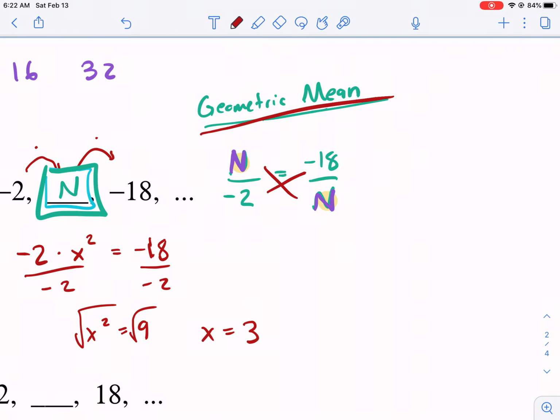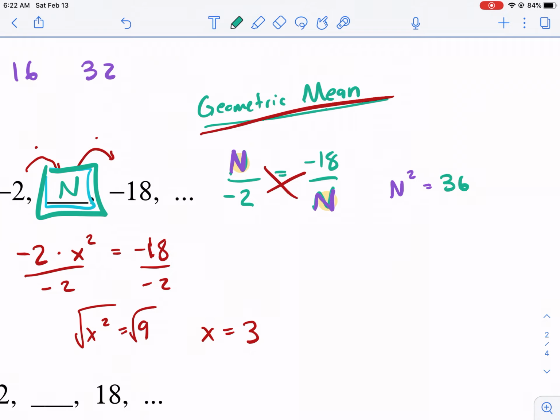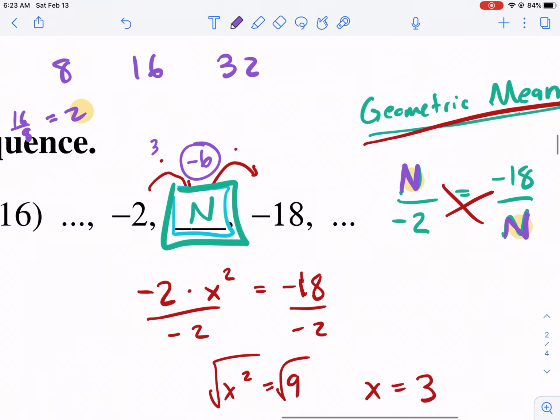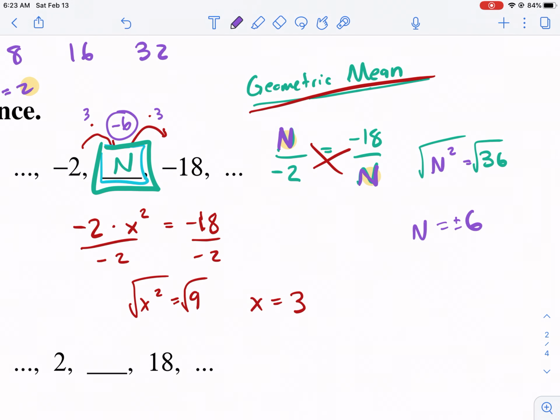Now we cross multiply, what do we get? We get n times n, which is n squared, equals positive 36, right? Negative 2 times negative 18, positive 36. We take the square root, and we get n equals, what is that? Positive 6. Okay, so technically this could be a positive 6 or a negative 6, because the square root of 36 could be plus or minus 6. So actually both those answers are correct. But in context, this one probably makes a little bit more sense to leave it as a negative 6. I just kind of glanced over that, but still important to consider.